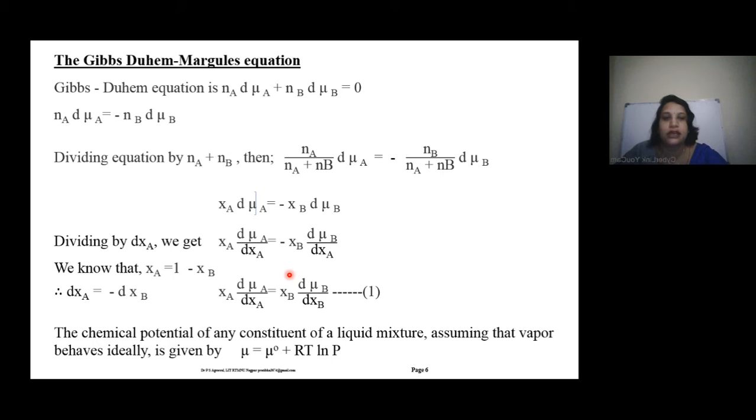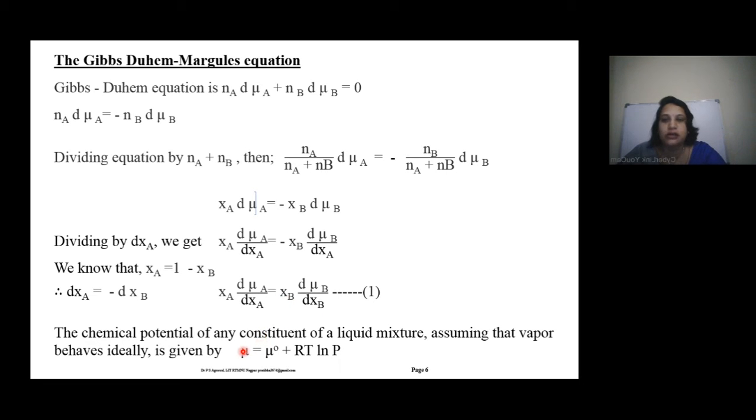Now we will see the Gibbs-Duhem-Margules equation. It is a very important equation, asked many times in the exam, which has been derived from Gibbs-Duhem only. Some extension of this Gibbs-Duhem equation was found by Margules, known as the Gibbs-Duhem-Margules equation. This is the Gibbs-Duhem equation as we have derived in Unit 1. From this we can say this. Now these are the mathematical steps. Divide by Na plus Nb, we get this. Dividing by dxa, we get this. Now replacing xa in terms of xb, we reach this.